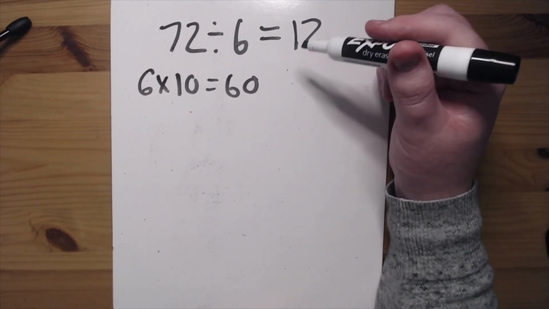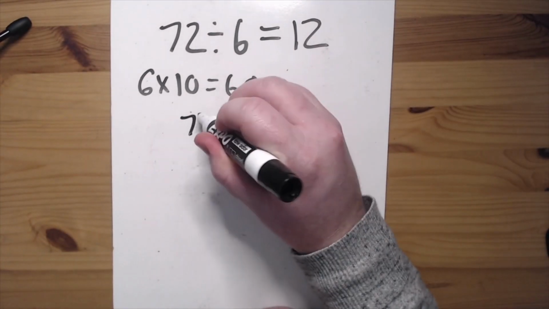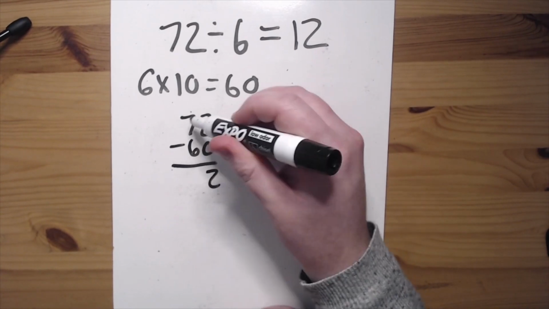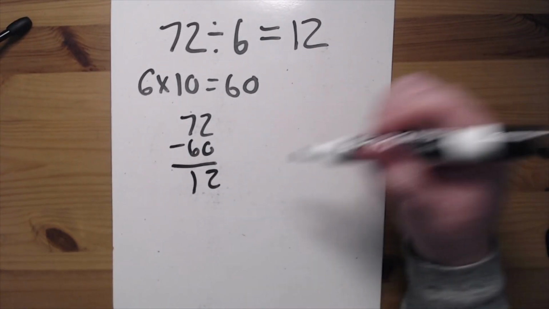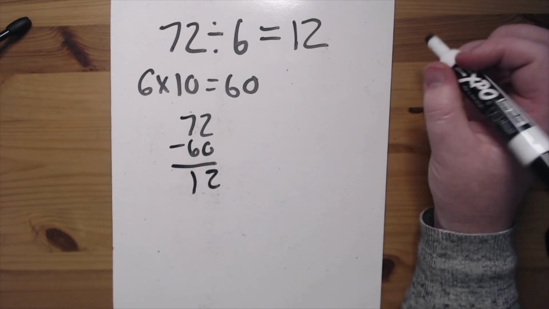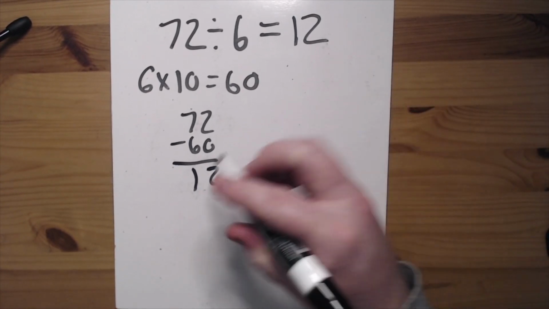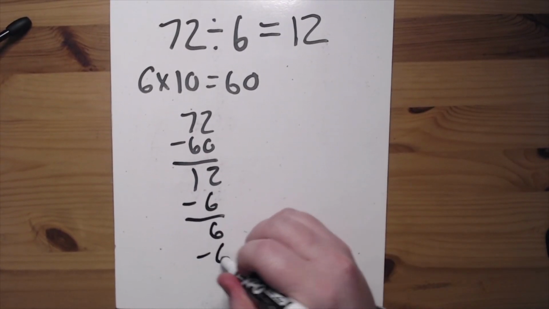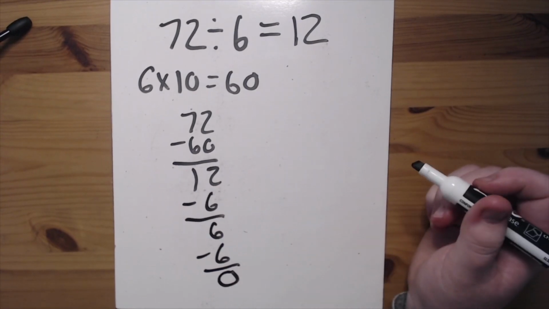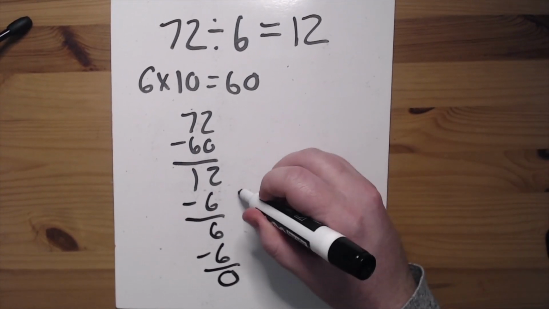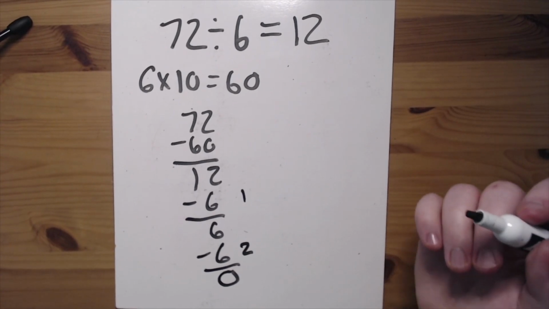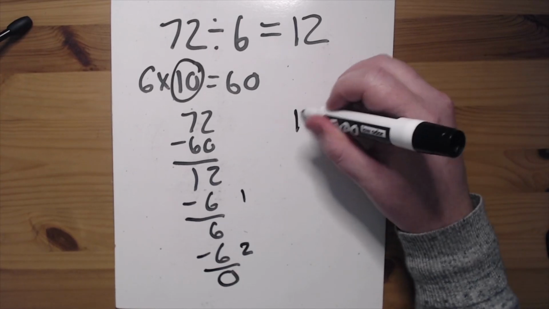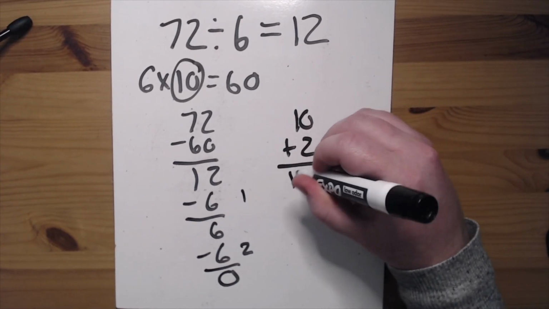So knowing this, we do 72 minus 60. 2 minus 0 is 2, 7 minus 6 is 1. So now we have 12. Now let's do our subtracting 6. 12 minus 6 is 6. And one more time, 6 minus 6 is 0. So this time we only have 1, 2 sixes. However, we're going to count the 60 as 10 more 6s. So if I do 10 plus 2, I also get 12.